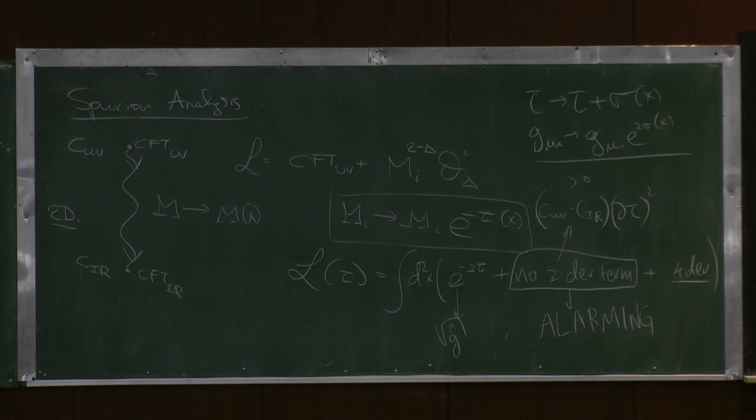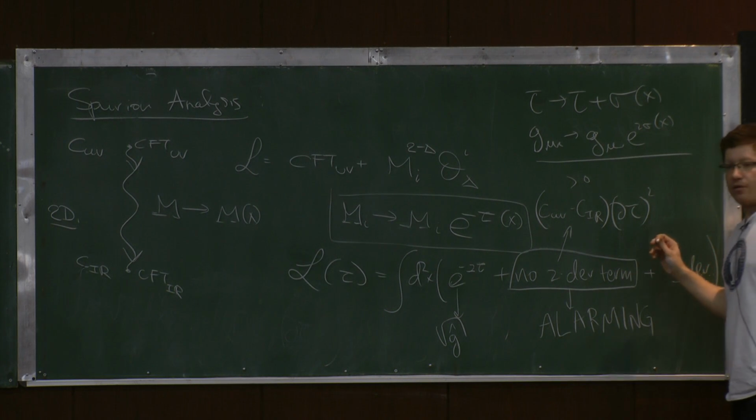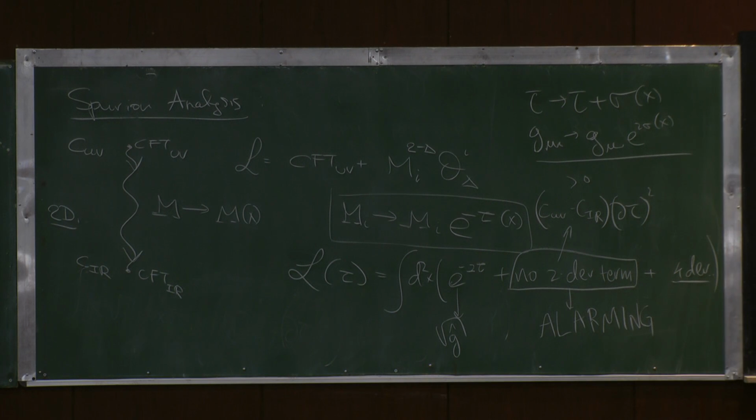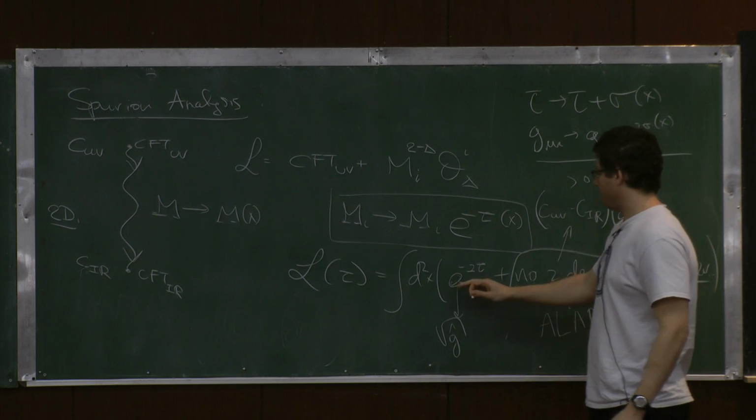Now I'll go through the details a bit more. Is that logic morally clear? So this e to the minus 2 tau has no consequence for you? This has consequences. So this is the bookkeeping.